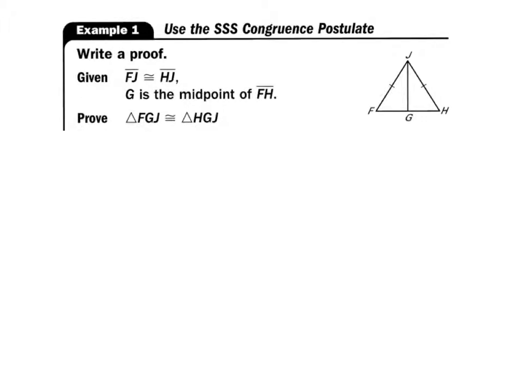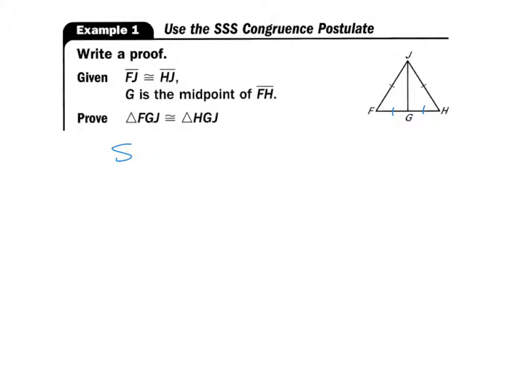Use the side-side-side congruence postulate to write a proof. I'm given that FJ and JH are congruent, and G is the midpoint, and because of that, I know that FG and GH are congruent. So with that information, I already have two sides of the two triangles congruent to their corresponding sides. So let's write that out. Here is my statement, and here is my reason.